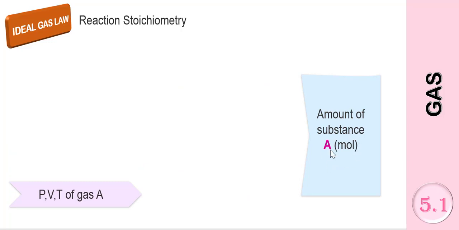If A is an ideal gas, from the information of its pressure, volume and temperature, we can find the number of moles of A by using this formula. PV is equal to nRT. So this is the ideal gas equation formula. Alright, so the number of moles of A is equal to the partial pressure of A times the volume divided by RT.